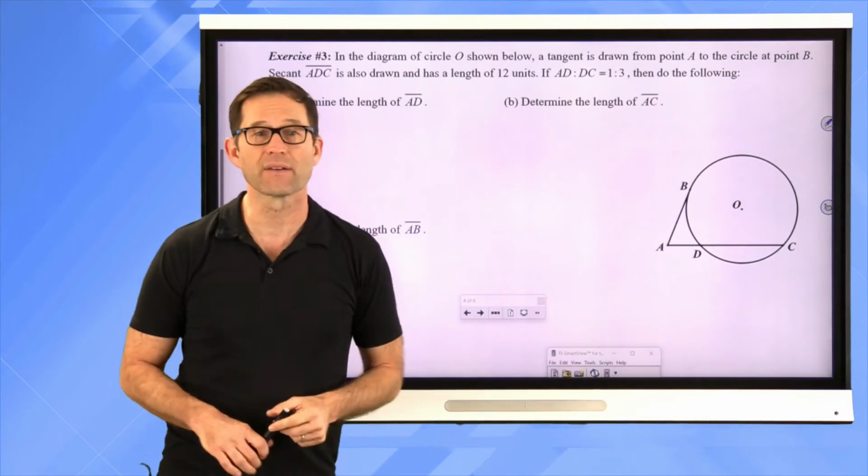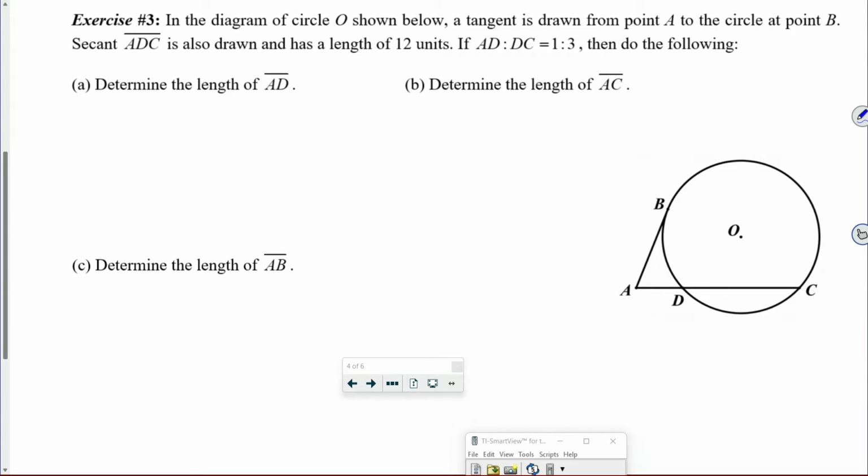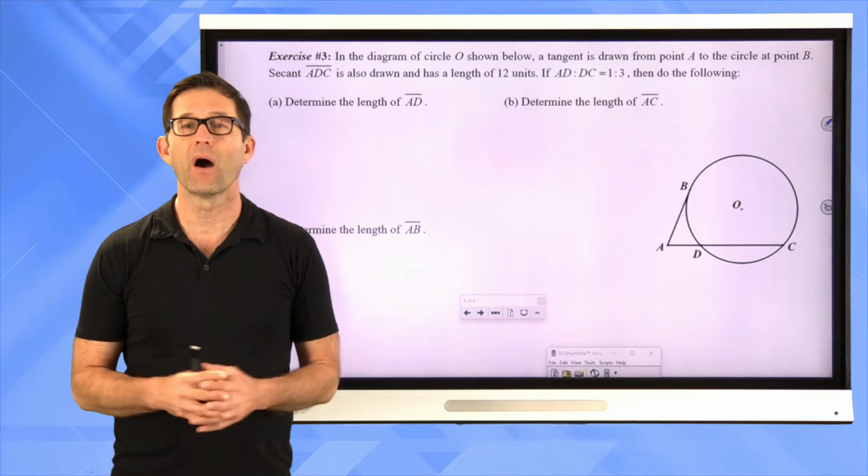All right, let's take a look at exercise number 3. In the diagram of circle O shown below, a tangent is drawn from point A to the circle at point B. Secant ADC is also drawn and has a length of 12 units. If AD to DC equals 1 to 3, then do the following. Determine the length of AD. Great. All right.